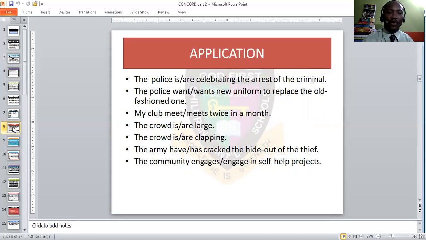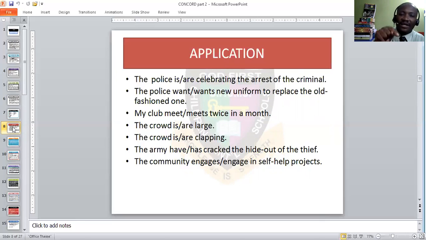The police want or wants uniform? The police entity here, discussed as singular, wants uniform to replace the old-fashioned one. My club meets, action, plural, meet, everybody meets, they come differently twice in a month. The crowd is or are large? The crowd, passive, is singular, large. The crowd is or are clapping?